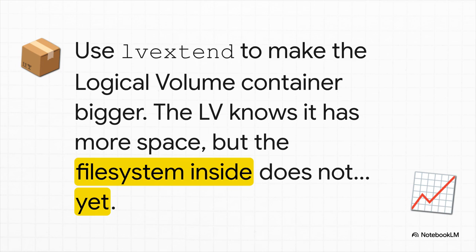Now, the whole process is kind of like a two-step dance. The first step is to use the lvextend command. This tells LVM to make the container, the logical volume itself, bigger. So at this point, LVM is aware the volume has more space, but the file system living inside, well, it has no idea yet. It's still stuck at the old size.